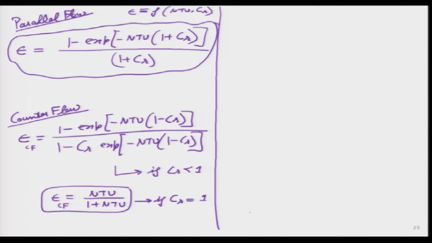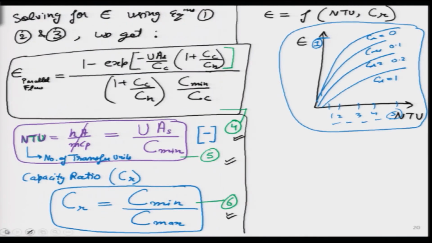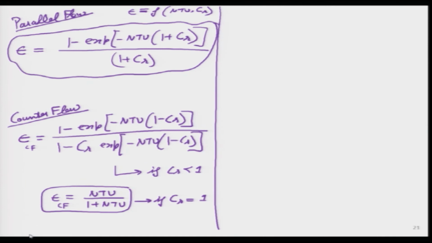By the way, what does CR equal to 1 mean? Can we do a quick recap? CR was capacity ratio. So, capacity ratio equal to 1 means m dot Cp of both the fluids are actually equal.